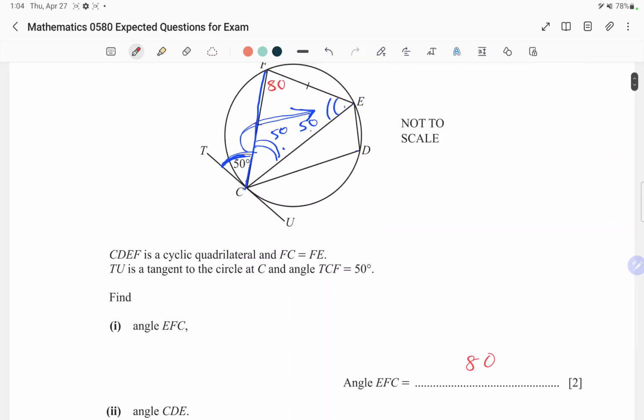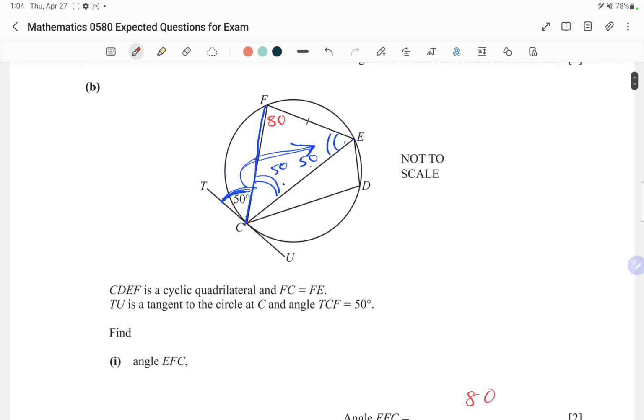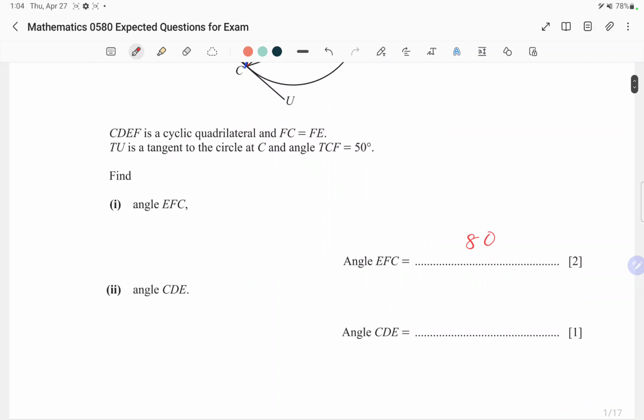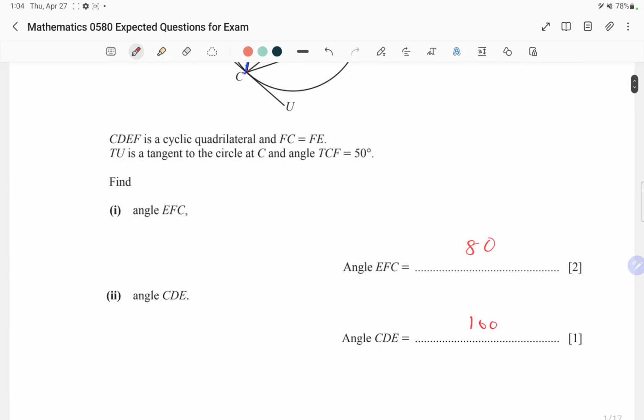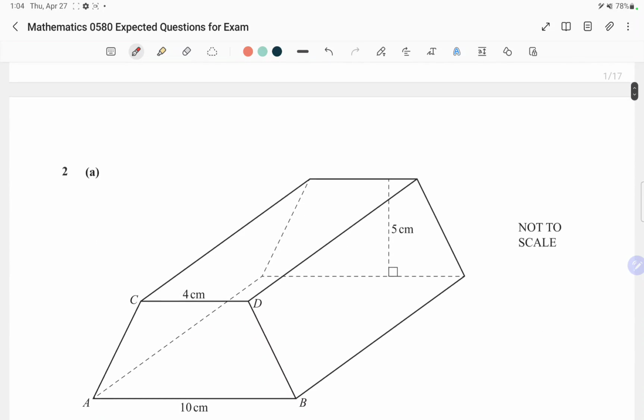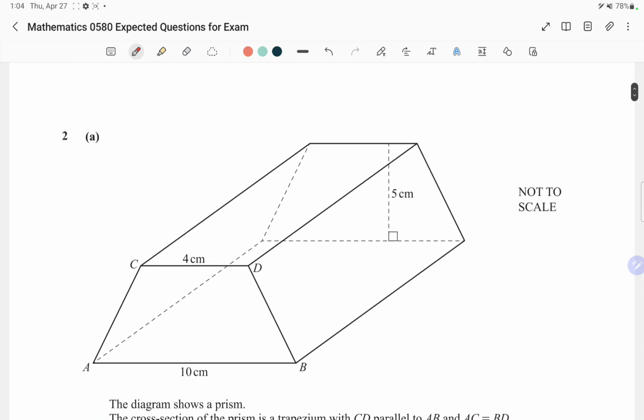Okay, now angle CDE. Where is CDE? Okay, so if it is a cyclic quadrilateral, the sum of opposite angles of a cyclic quadrilateral is always 180 degrees, or supplementary. So this is 80, it means it should be 100. So it should be 100. That's it. So it was again a simple problem.